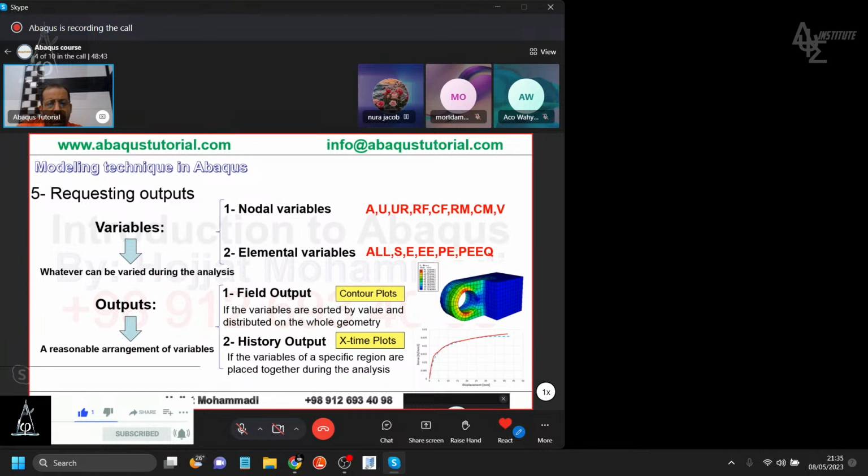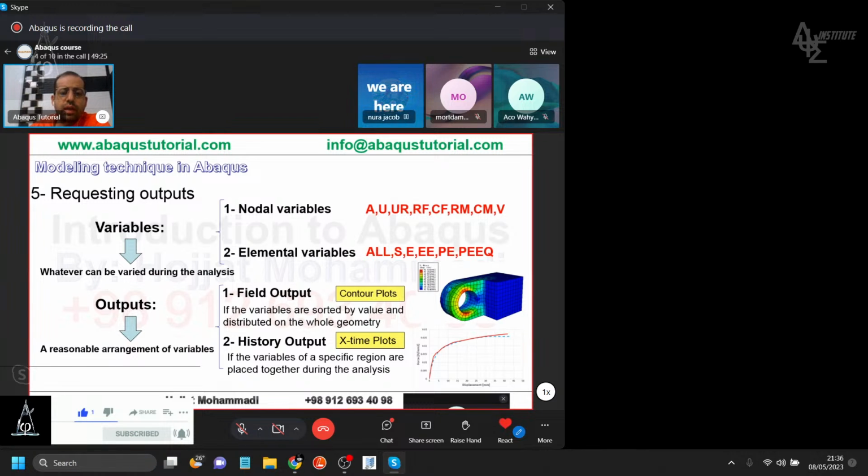Okay, the dependent variables are divided into two main groups, the nodal variables and elemental variables. The nodal variables are calculated on nodes, such as, for example, acceleration, displacement, rotational displacement, reaction forces, concentrated forces, reaction moments, concentrated moments, and velocity. They all have to be calculated on nodes.